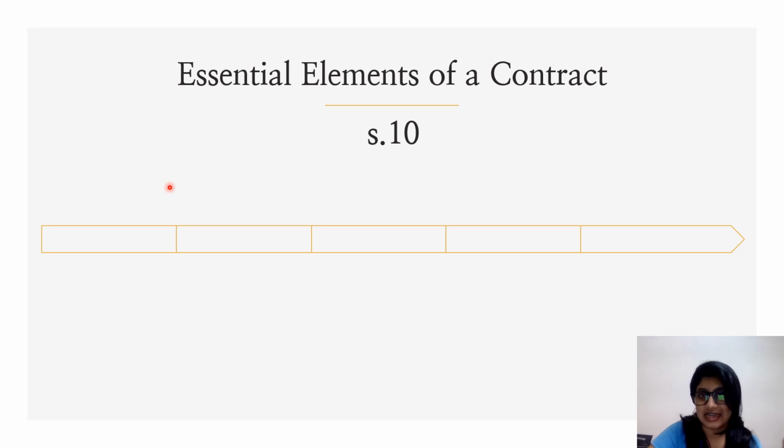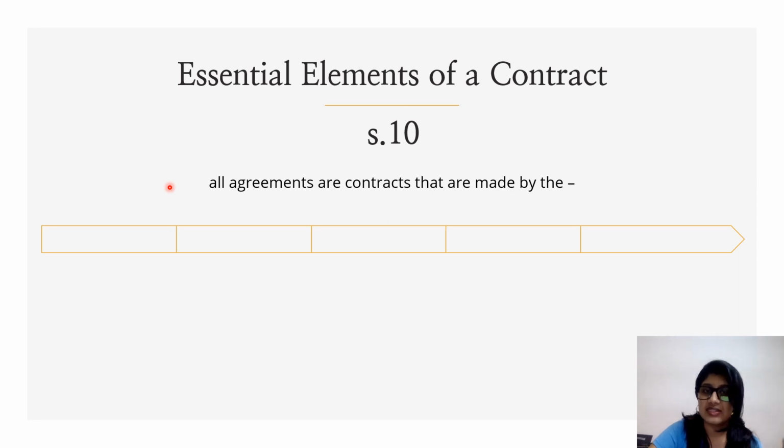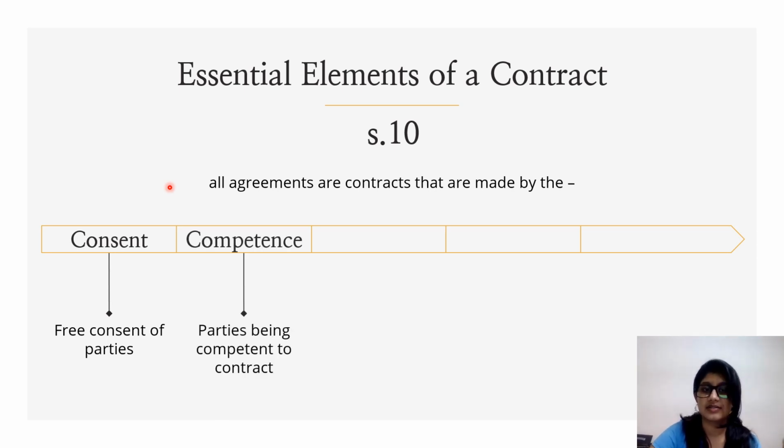So this brings in section 10 of the Act, which talks about the essential elements of a contract. What this says is that all agreements are contracts that are made by these following points. So unless these points exist, it will not be a valid contract in the eyes of the law. The first one is consent. There has to be free consent of the parties. If there is any coercion, if there is no consent of the parties, if there is fraud, manipulation, blackmail, etc., then it will not be a valid contract in the eyes of the law. Second one is competence. So this basically means the parties that are involved in the contract are competent to contract.